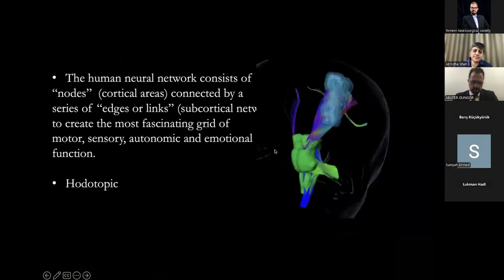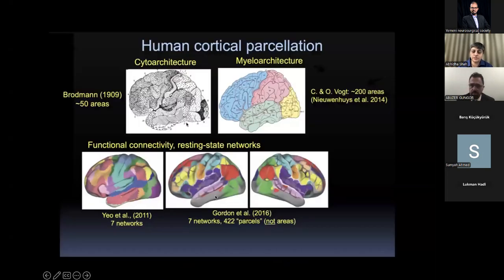Why has this change happened? So now people realize that it is not just the cortical area that is important. The white fibers that connect the cortical areas are equally important. So the human neural network consists of nodes, which are cortical areas, connected by a series of edges or links, which is the subcortical network, and it creates a fascinating grid of motor, sensory, autonomic, and emotional function. So everything is hodotopic. So both the cortex and the subcortical network is important for function.